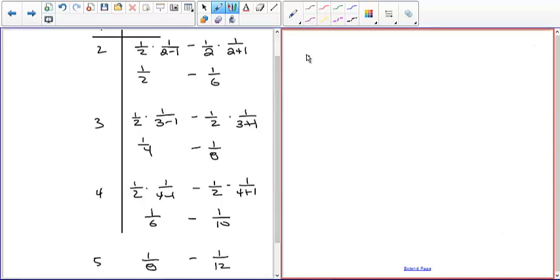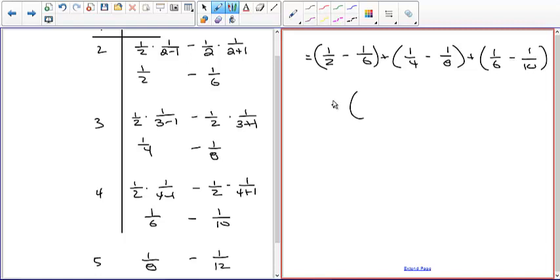So if we put them all up here, so we have 1/2 minus 1/6. That's the first term. And then we add the second term, which is 1/4 minus 1/8. And then we have 1/6 minus 1/10. And then we have 1/8 minus 1/12. So this cancels out with that. This cancels out with that.